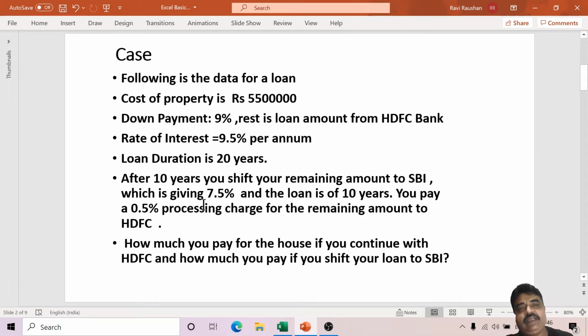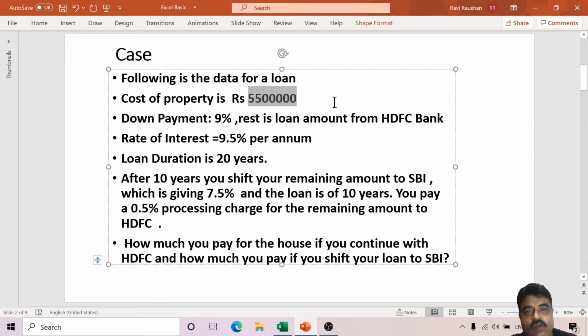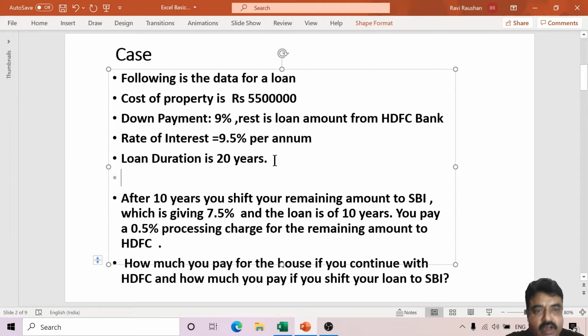Our basic problem: we have taken a loan of this amount, and the down payment is 9%. The rate of interest is 9.5% per annum, and the loan duration is 20 years. So what we'll have to do here is create a schedule, what we call the loan amortization schedule. Once we have the schedule, I can do any kind of calculations that I need.